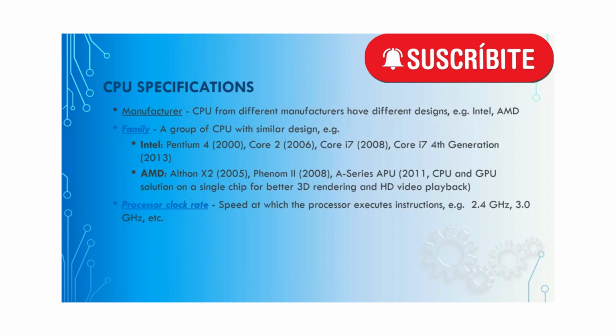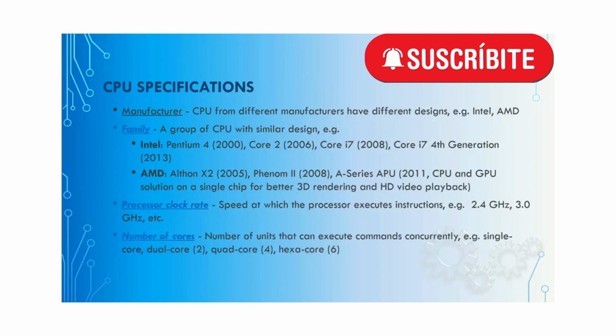If we are talking about the speed of a CPU, we measure it using gigahertz. And the number of cores means the number of units that can execute instructions or commands concurrently. So if you're talking about single core, that means we only have one processing unit at a time for executing the instructions. If you're talking about dual core, that means we have two processing units for the command executions.